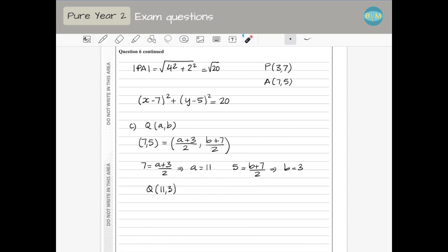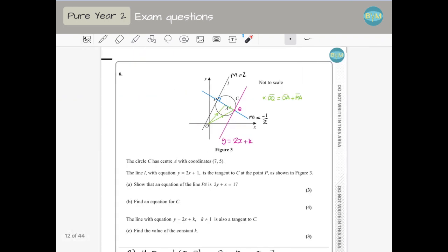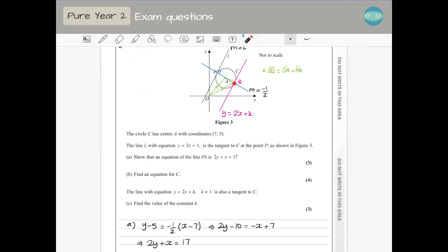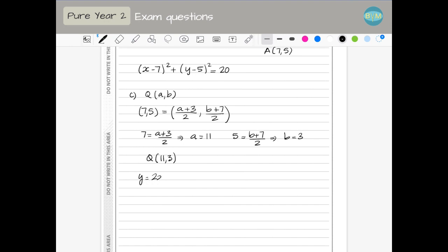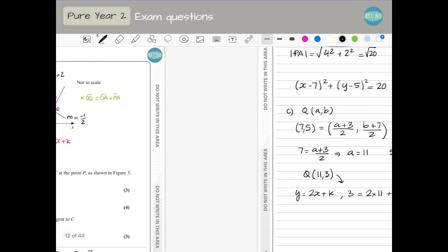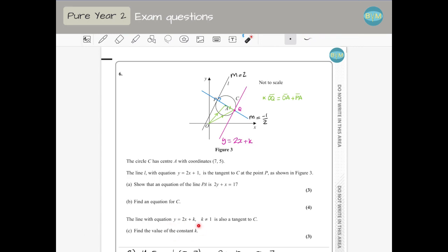And now that I have the point, I'm just going to make this line pass through that point. So Q has to satisfy the equation of this line. If my line is y equals 2x plus k, substituting, I have that 3 is going to be 2 times 11 plus k. Therefore, k is 3 minus 22, which is minus 19. And that's the value of k. And that's all for this question. You only have to find the constant. That's all.